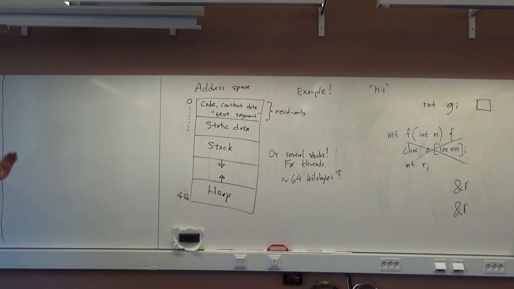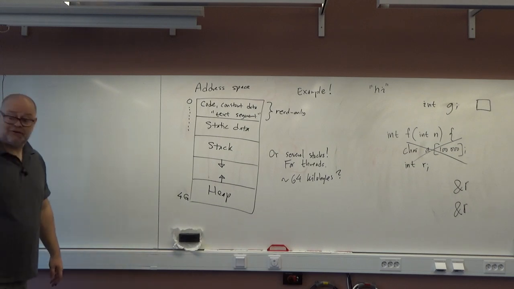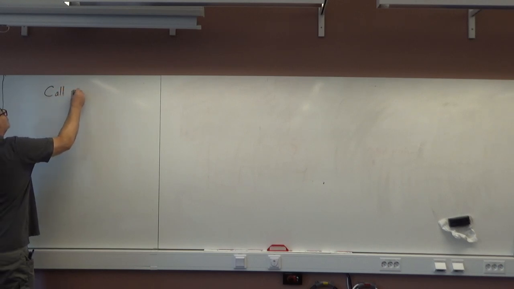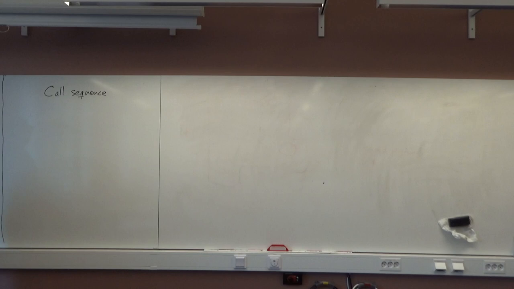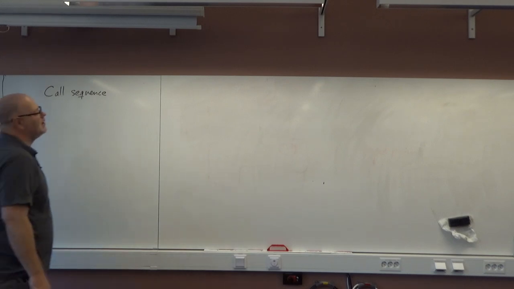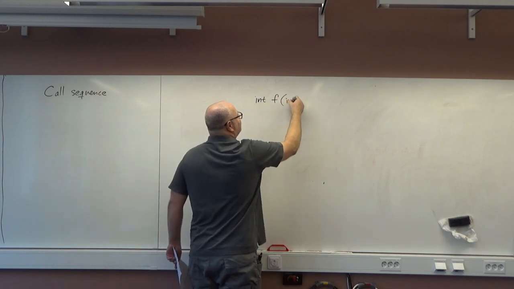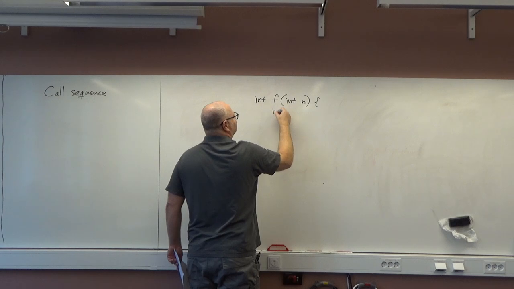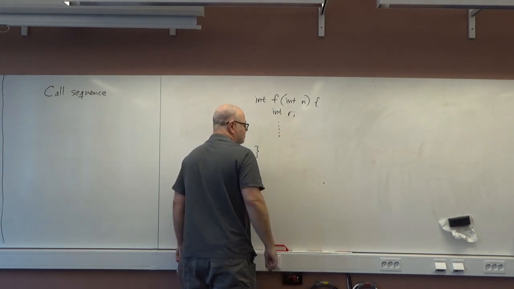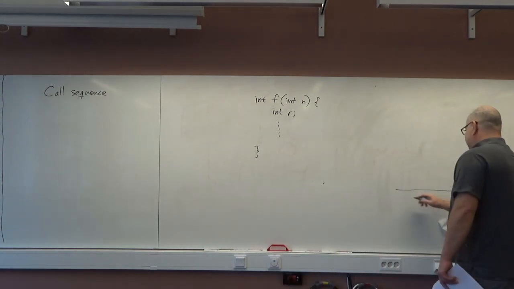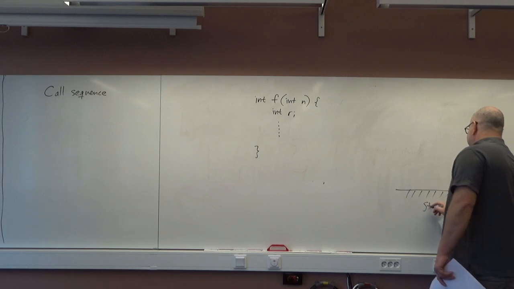Okay, let's look a bit more in detail at these activation records. Something that is called the call sequence, which means in which order are things done when a function is called, or rather when the function is activated, when we actually run it. We can have the same factorial function we had before. You don't need to write it again. Again, the same call stack or control stack that we had before.